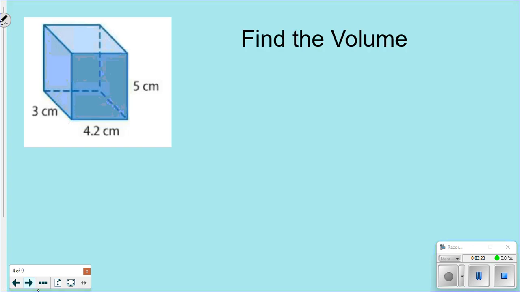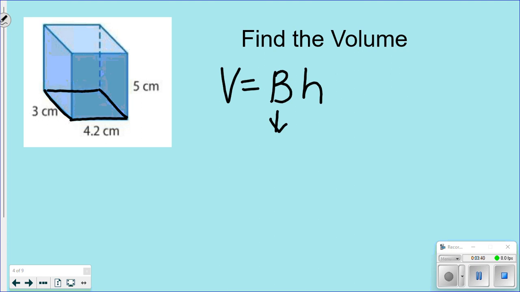All right, so here's an example, and the ones that have the square and rectangular bases are the easiest. The first thing I'm going to do is write out volume is the area of the base times the height. So first thing, let's look at the base. This is technically sitting on its base, and here it is. So how do I find the area of that? It would be 3 times 4.2. So that's the area of my base.